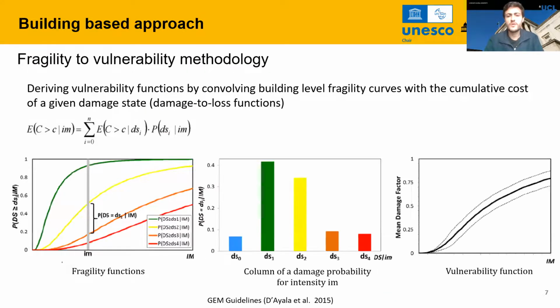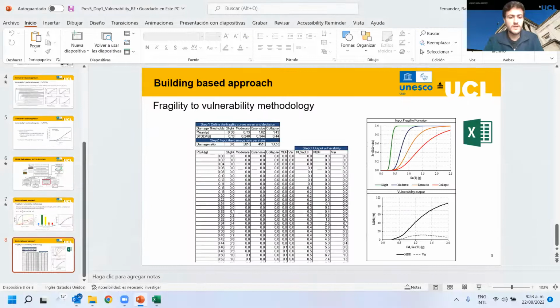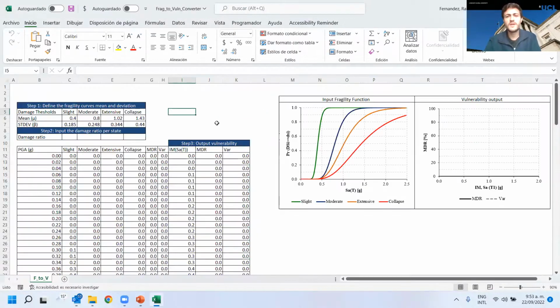For this, I already mentioned how to go from fragility to vulnerability, and the process is to assign a cumulative cost for the repairing of each one of these damage states. With that, you can then obtain the vulnerability function. And as part of the documents and files that we are sending to you in a moment, you will find this Excel file that I am sharing at this moment.